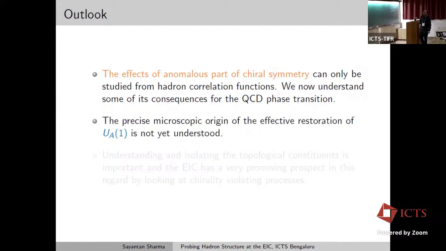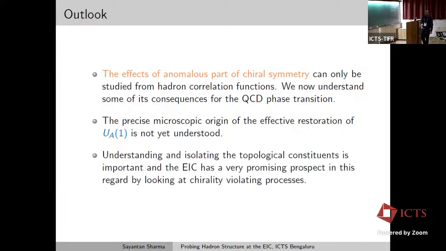And the main goal now is to understand the precise microscopic origin of this effective restoration of this U(1)_A. And if really the topological objects like instantons are responsible for it, then understanding and isolating the topological constituents is important. And EIC may have very promising prospects in this regard if one looks at chirality violating processes, which I discussed in my previous slides.